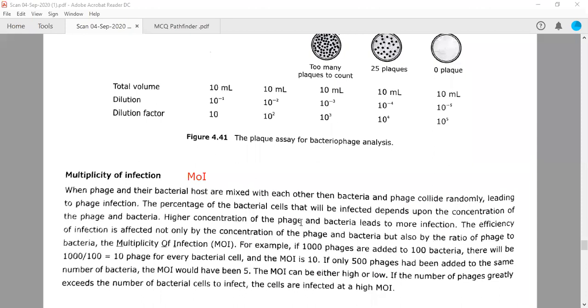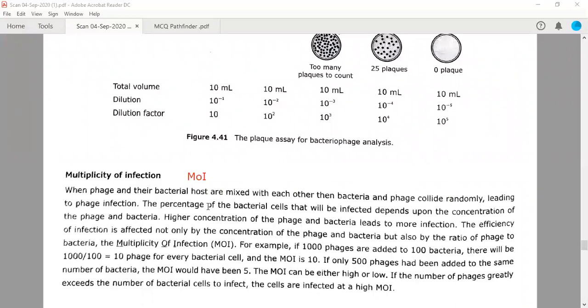And if you increase the viral particles but keep the number of bacterial cells or host cells constant, the multiplicity of infection will still increase. So the efficiency of infection is affected not only by the concentration of the virus and the bacteria, but also by the ratio, which changes the multiplicity of infection and the overall infection happening in the culture, right?